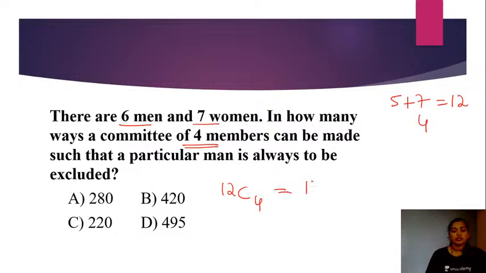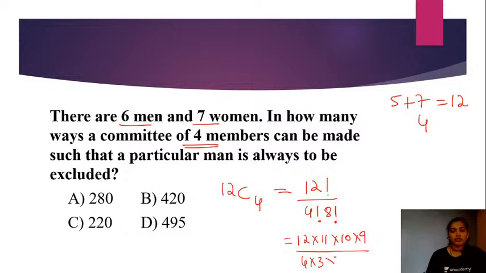12C4 is nothing but 12 factorial divided by 4 factorial times (12 minus 4), that is 8 factorial. So calculate this value, students. So 12 into 11 into 10 into 9 into 8 factorial. So 8 factorial will cancel out, divided by 4 into 3 into 2 into 1.